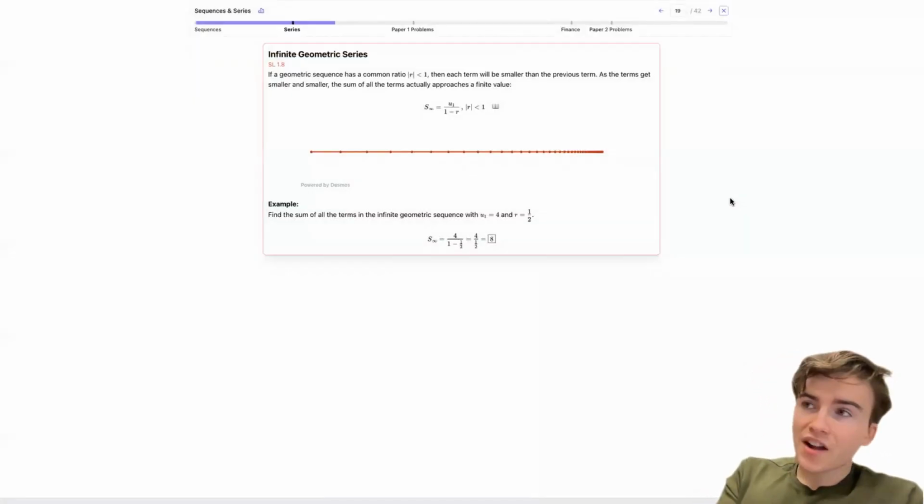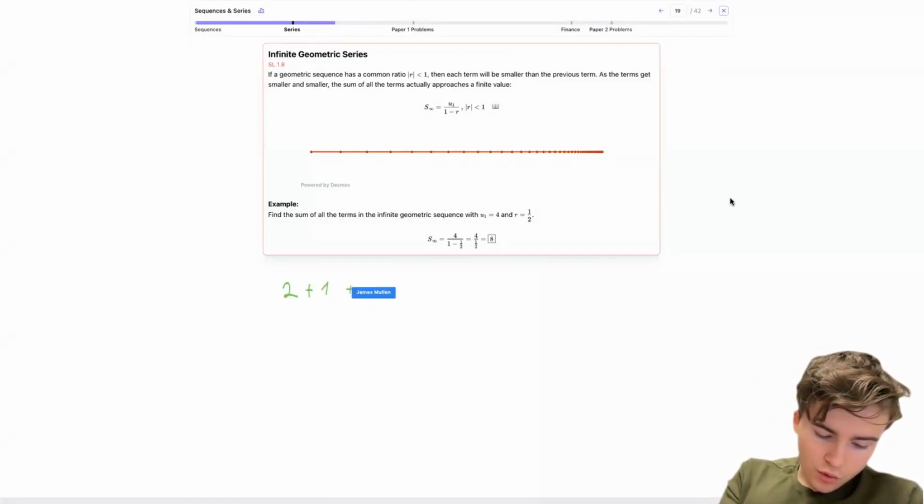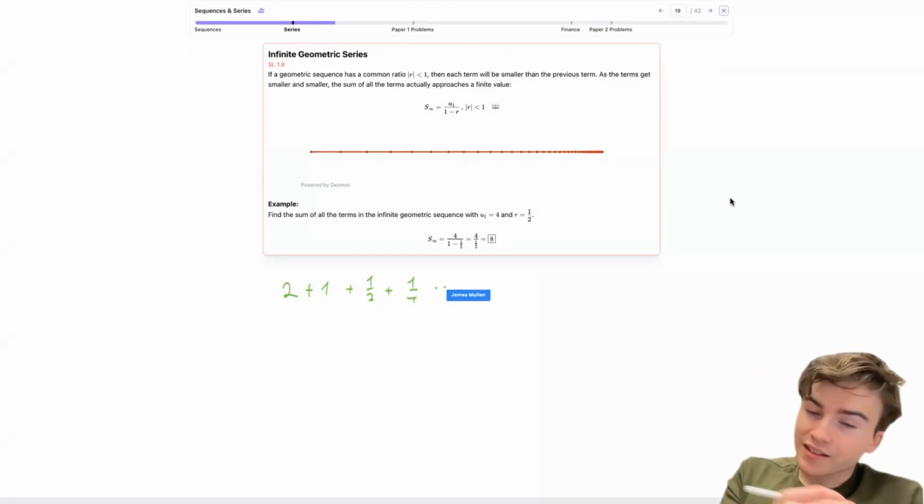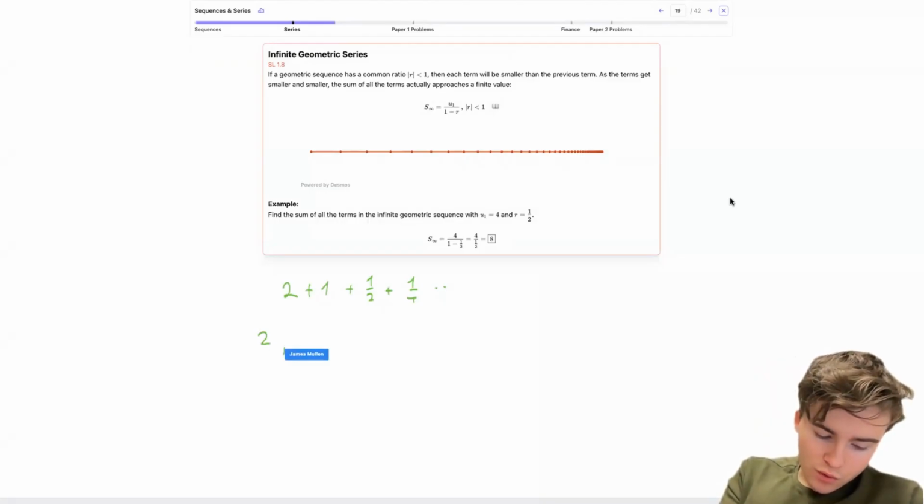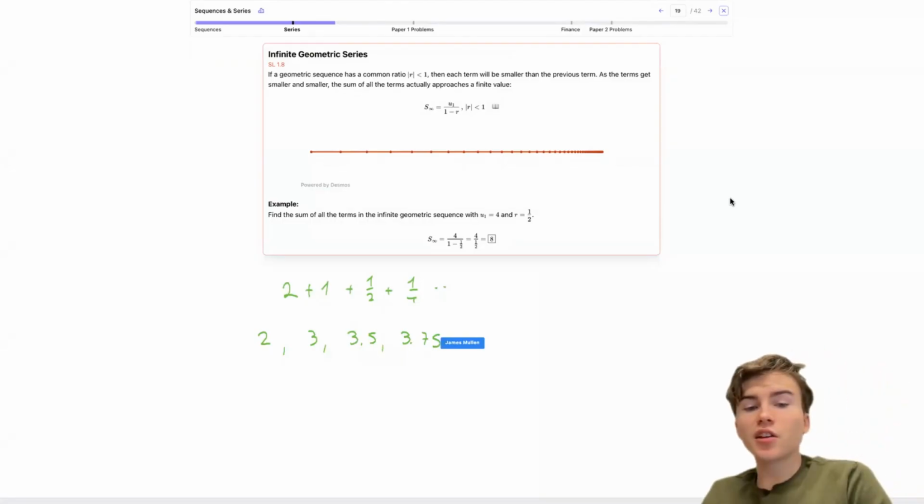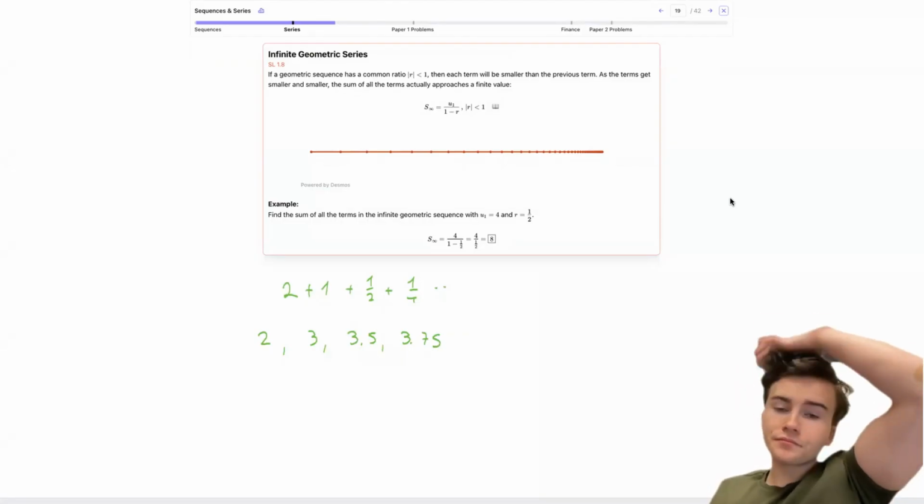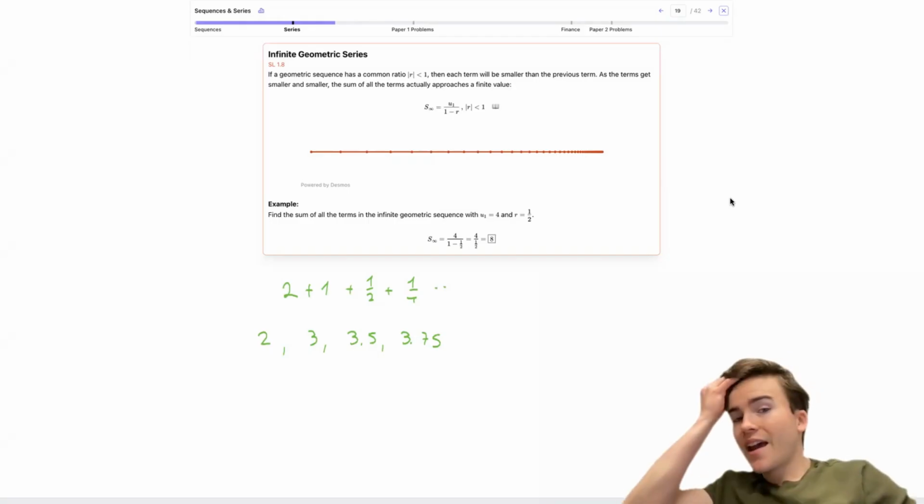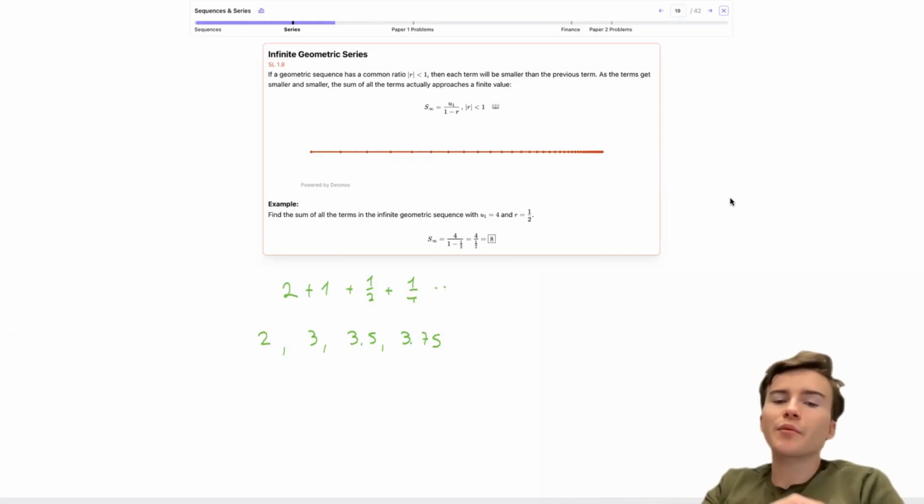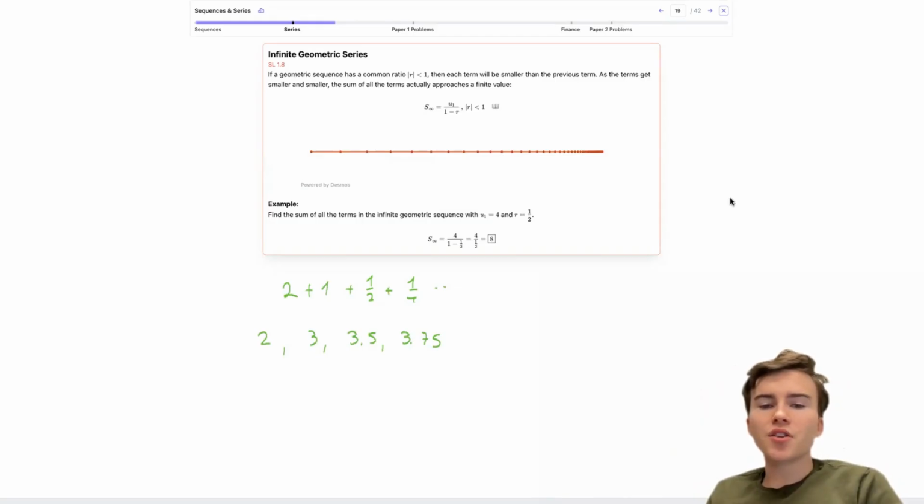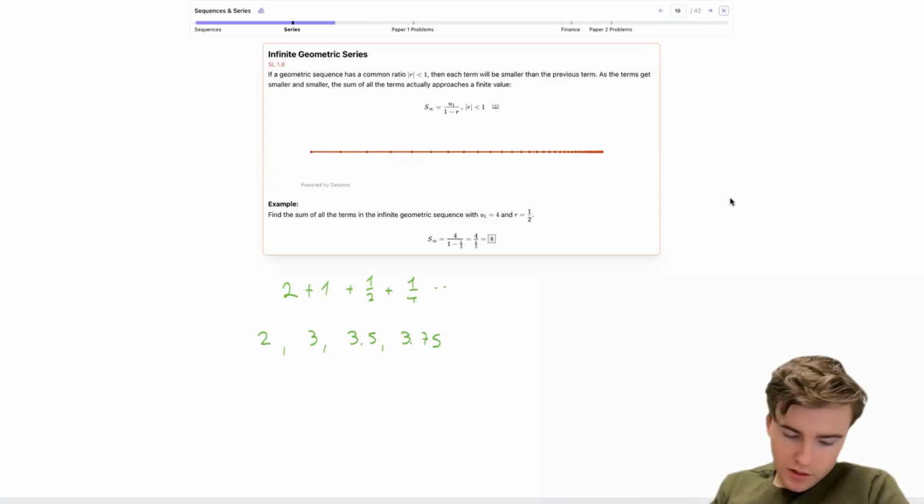A common example is to imagine the sum 2 plus 1 plus 1 over 2 plus 1 over 4, etc., right? So if I did the series one by one, I would have 2, then 2 plus 1 is 3, then 2 plus 1 plus 1/2 is 3.5, and then I would do 3.75, and essentially it would keep getting closer and closer to 4 if you were doing a finite number of terms. And when we do S infinity, we're essentially extending and saying, what does this series tend towards as n goes towards infinity? What is the limit of the behavior?